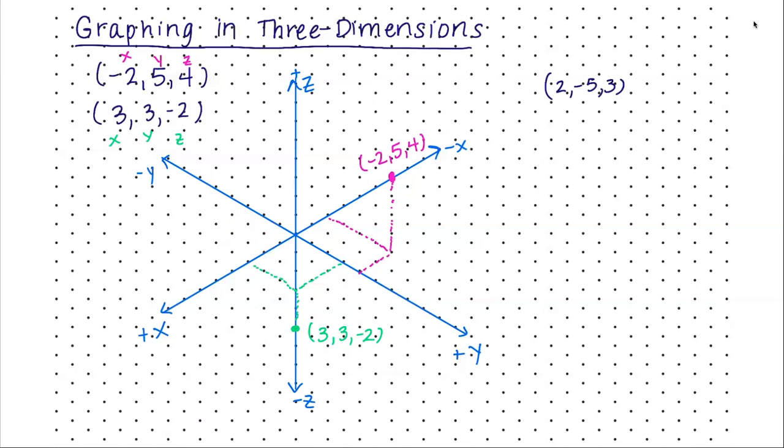So let's go ahead and make our dotted lines. So 1, 2, 3, 4, 5. And now I went up 3 for Z. So up 1, 2, 3. My point's going to be right here. So 2, -5, 3 with my point in purple. All right, so that's graphing in our 3 dimensions, graphing our ordered triples.